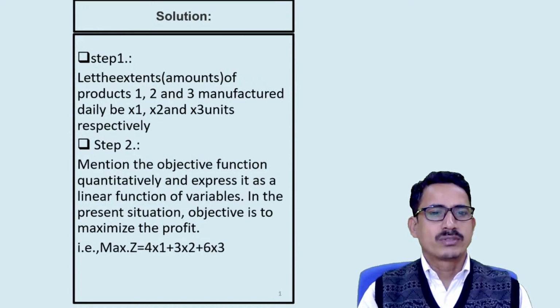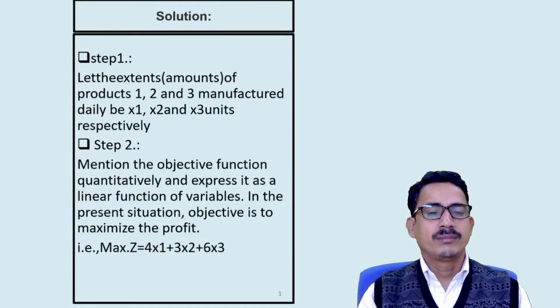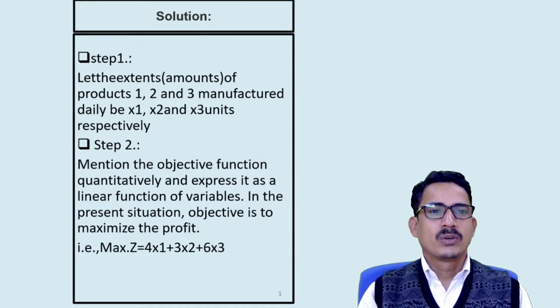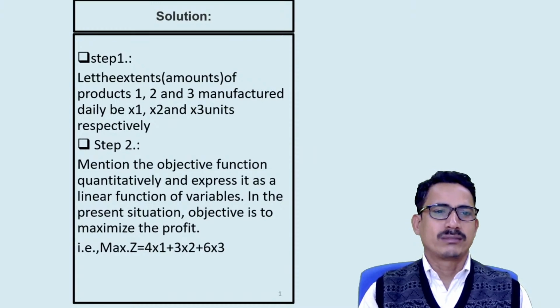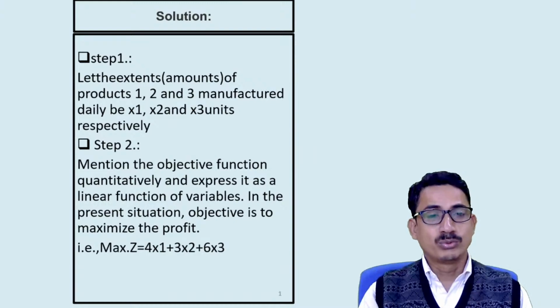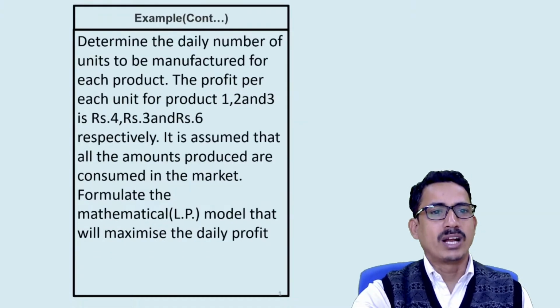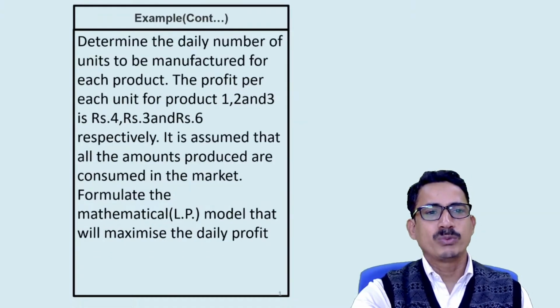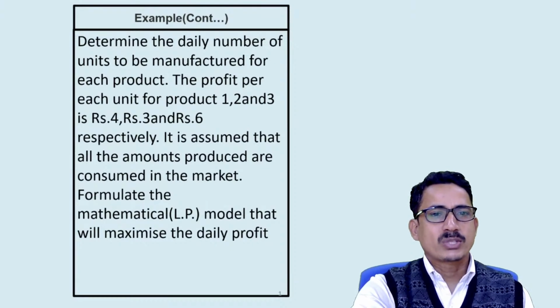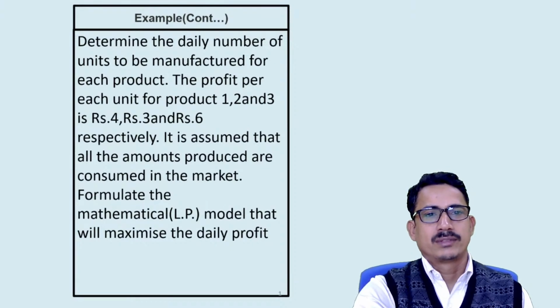coming to the objective function, as I said, it has to be written in the form of max z. Why? Because the question talks about profit. But why 4x1, why 3x2, why 6x3? Let me tell you, you can understand it. You are producing how many units of product 1? x1 units of product 1, x2 units of product 2, x3 units of product 3. But what profit is it giving? 1 unit of product 1 is giving a profit of rupees 4. And if you are producing x1 units, it becomes 4x1.